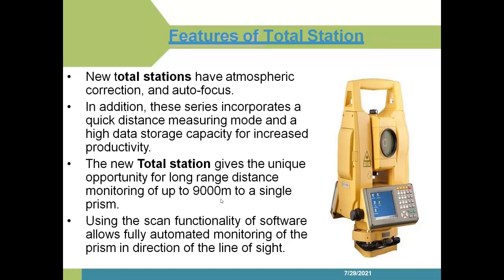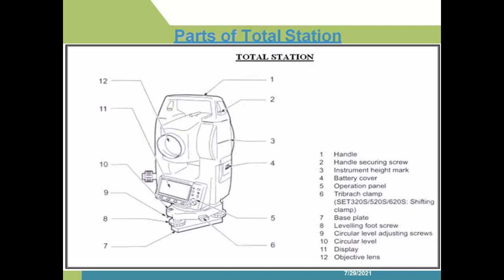When the obstacle occurs, the reading will be generated from the obstacle. So those are the parts of the total station. First one is the handle and the second screw, instrument height mark, battery cover, operation panel, tribrach clamp. The battery is a rechargeable battery only. It is also in the unit box.